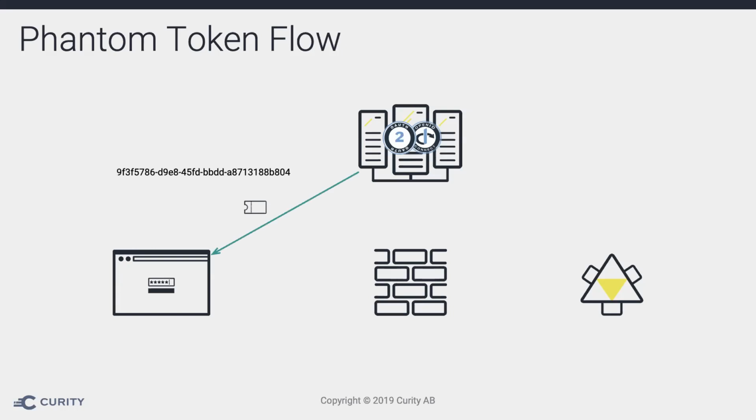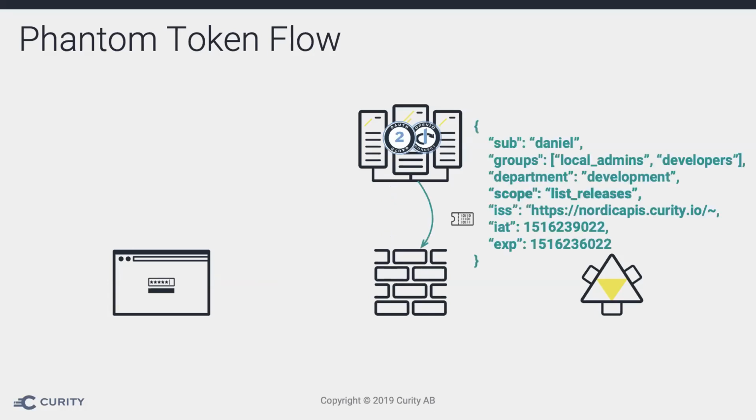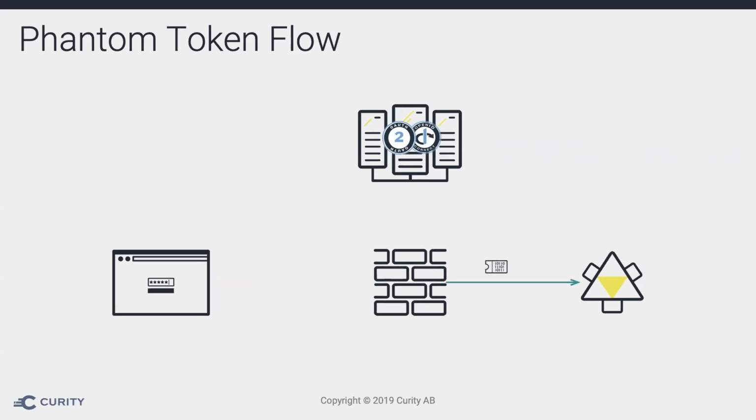An opaque token is issued for the client, still no data. The token is sent to the API, but it's intercepted by the API gateway. The API gateway then introspects this token and gets back the data that belongs with it. But this is not the regular introspection response. This is a JWT, a JSON web token, a JSON document that is signed with the private key of the OAuth server by Curity. And this token is then passed on to the API.